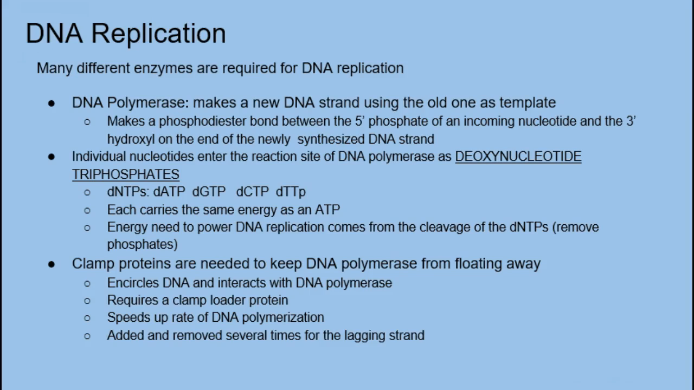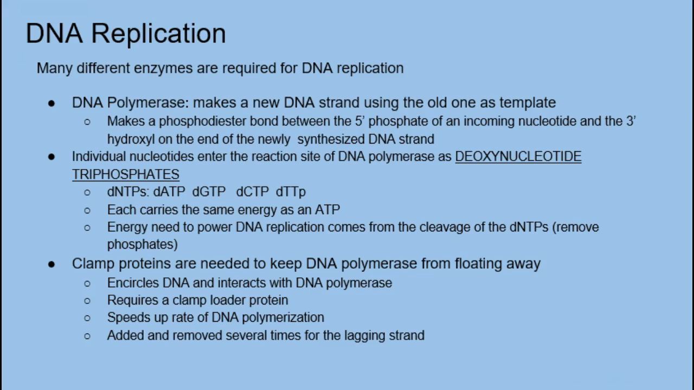Many different enzymes are required for DNA replication. DNA polymerase makes a new DNA strand using the old one as a template. It makes a phosphodiester bond between the 5' phosphate of an incoming nucleotide and the 3' hydroxyl on the end of a newly synthesized DNA strand. Individual nucleotides enter the reaction site of DNA polymerase as deoxynucleotide triphosphates, or dNTPs. So adenine, for example, would be dATP, or deoxyadenosine triphosphate.